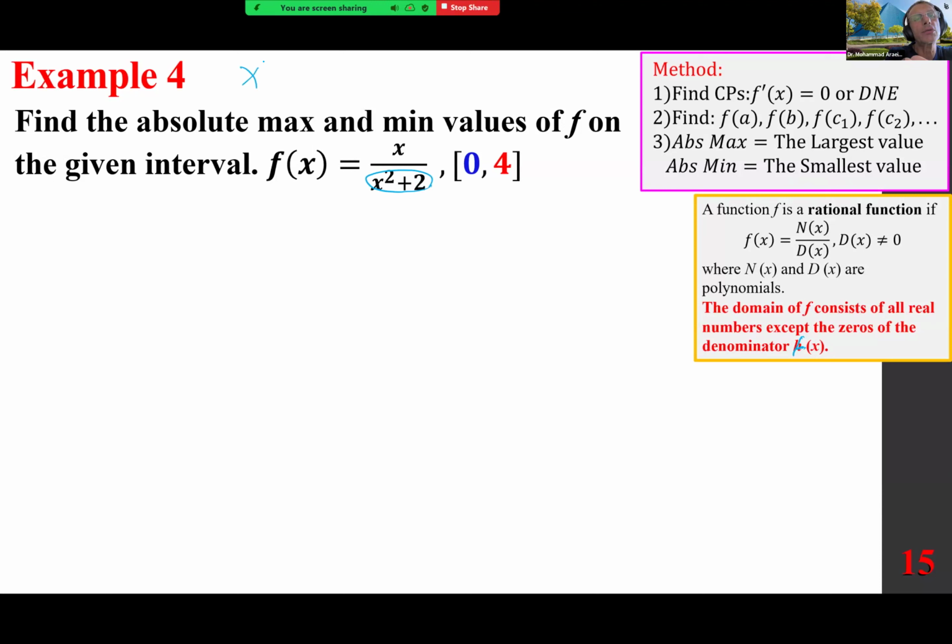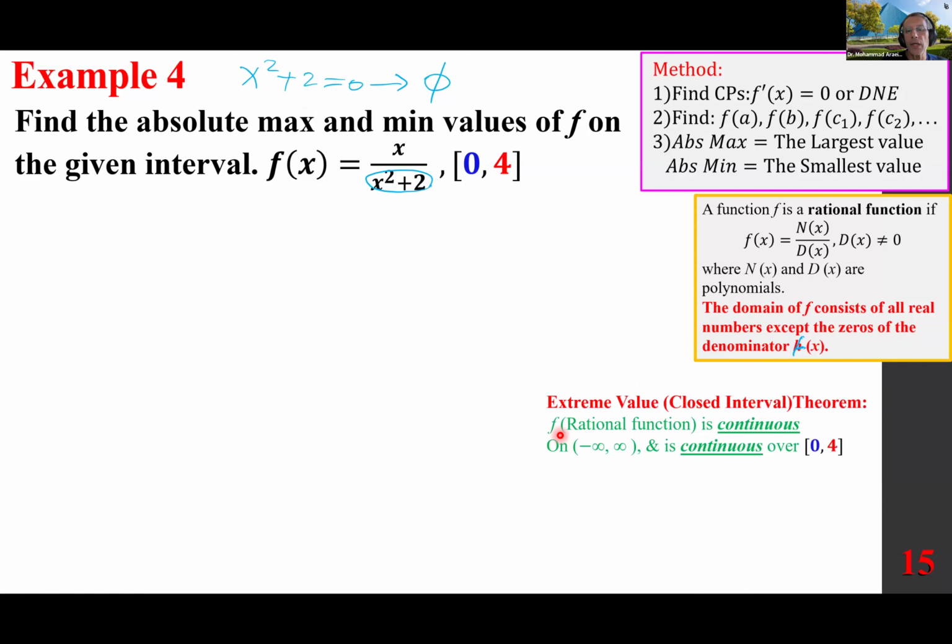When you set x squared plus 2 equal to 0, there are no solutions because x squared plus 2 is always positive. In fact, it is always larger than or equal to 2. Although it's a rational function, the domain would be all real numbers. So f is a rational function. It's continuous from negative to positive infinity. Therefore, it is continuous in the given interval of 0 to 4.